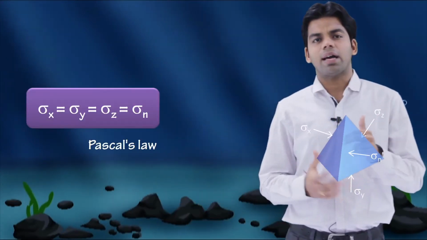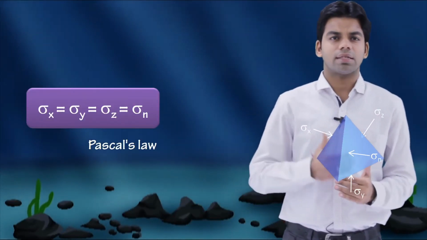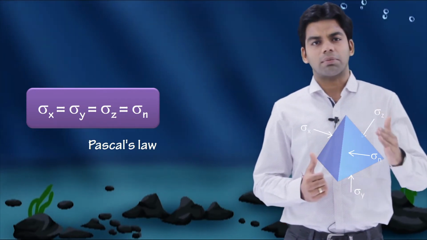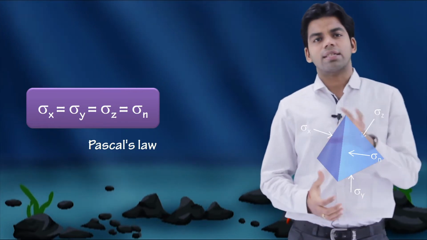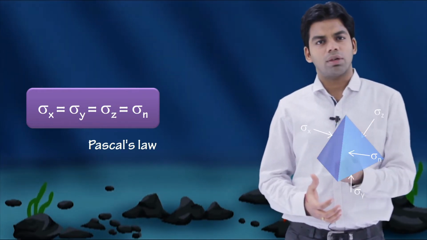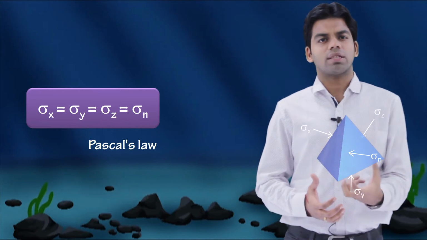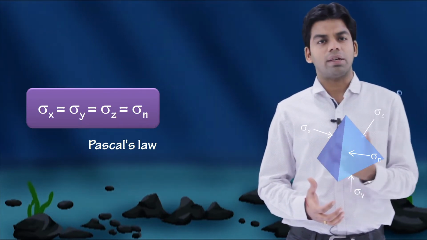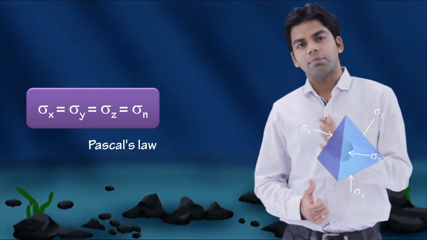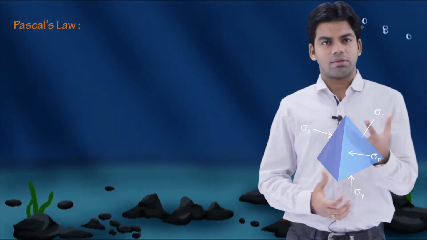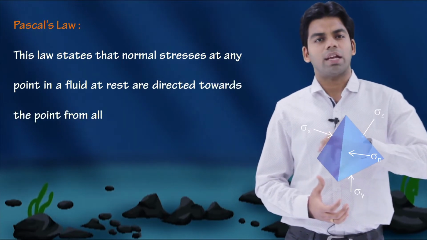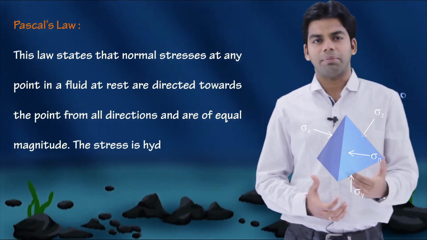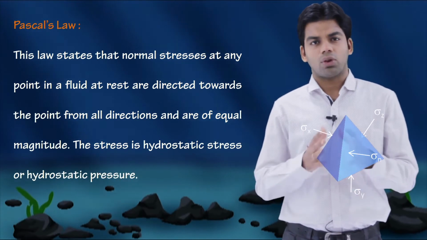So basically there are four surfaces in a tetrahedron and the stresses acting are sigma x, sigma y, sigma z and sigma n. Now it can be easily proved that sigma x is equal to sigma y is equal to sigma z, which is equal to sigma n. If you want, you can refer to my different lecture for this proof. So all the stresses acting on that particular fluid element from all the sides are equal in magnitude and direction, and this is nothing but Pascal's law. Pascal's law says that if you have a fluid at rest, the stresses acting on that fluid element from all the sides are equal in magnitude and direction.